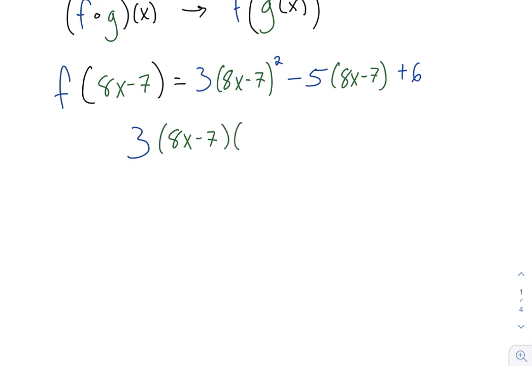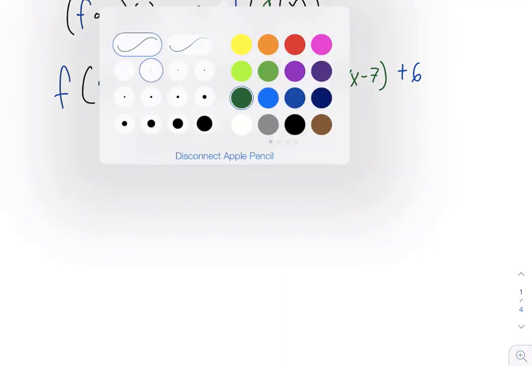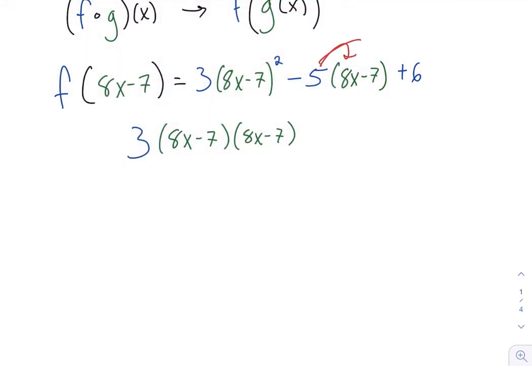So 8x minus 7 times 8x minus 7. Now, you may know how to square it if you're familiar with perfect square trinomials. That's up to you if you want to do that. But if not, we'll go ahead and see what we've got to do. Also, independently of that, this 5 can be distributed to both 8x minus 7. So I'll go ahead and do that now as I'm writing this down.